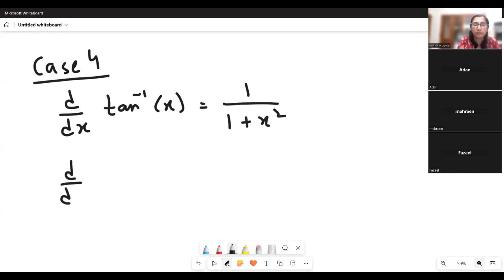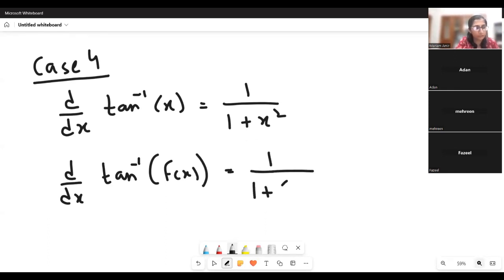And the derivative of tan inverse fx is 1 upon 1 plus fx whole square times f prime x. You'll just find questions on tan inverse. Here they are.